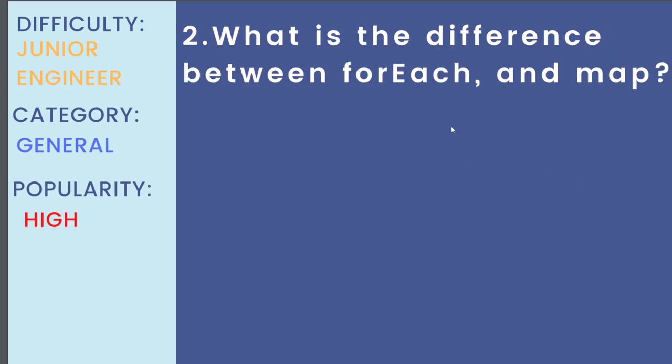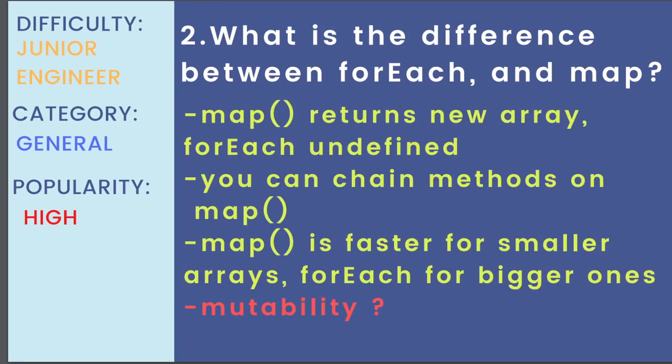Question number 2. What is the difference between forEach and map? It's really popular question as well, so pause the video now and try to answer it yourself. So here is the answer. Map returns new array and forEach returns undefined. Therefore, you can chain methods on map, but you cannot do it on forEach.